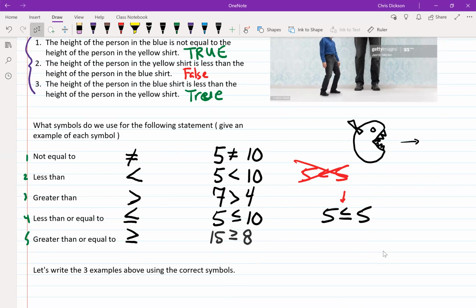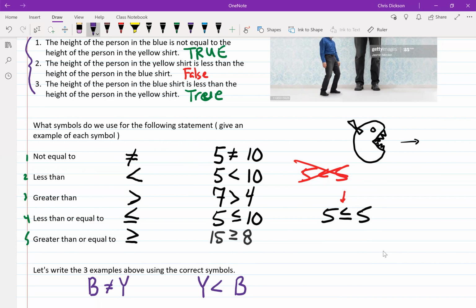So I guess I could say the height of the person in the blue shirt is B, and B is not equal to the height of the person in the yellow shirt. And so we'll say these letters refer to the heights of those people. Now, if I was to write the second statement, even though it's false, it would be the height of the person in the yellow shirt is less than the height of the person in the blue shirt. Now, we actually said that was untrue, but that's how it would be written if it was true.